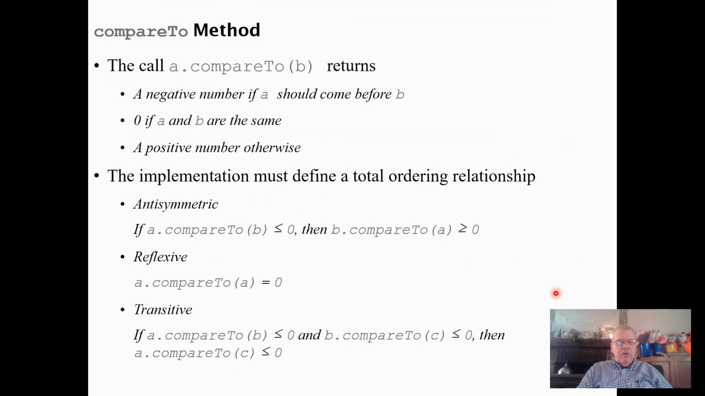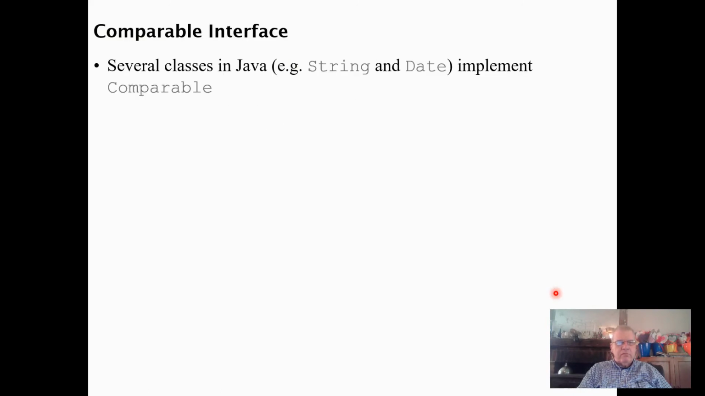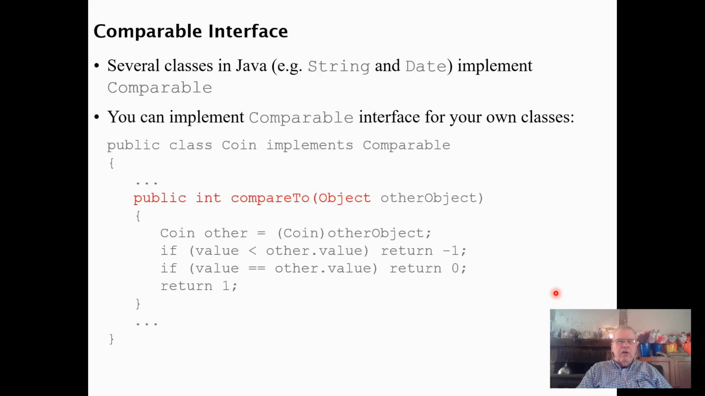So this is a discussion of compareTo, which we discussed in the previous video. It returns a negative number if A should come before B, a positive number if A should come after B, and if A and B are the same, zero, consistent with equals. So a number of classes implement Comparable. If your array is composed of strings, then you can use Arrays.sort.